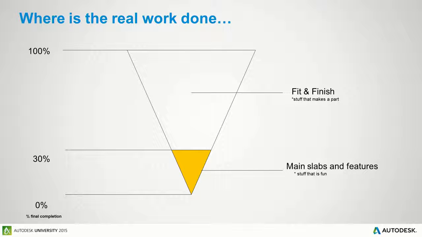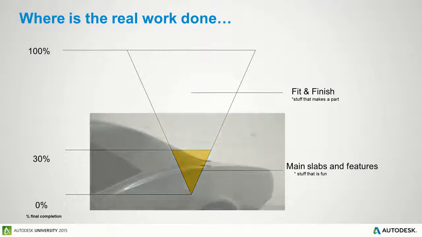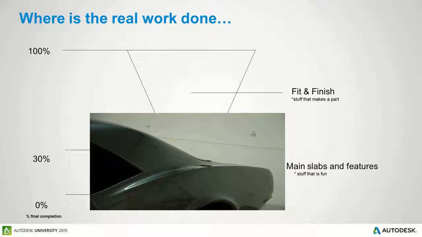I threw this one in here, one, because it's my car, and I think it illustrates a good point of what the real work is on doing this kind of stuff. So if we have a part here that's not started yet, and here it's 100% complete, this portion right here is what everybody thinks Class A surfacing is, basically making all these big, nice forms. Well, that person's never done Class A surfacing then. Because you get a very small percentage of the people who are trusted to build that type of data.